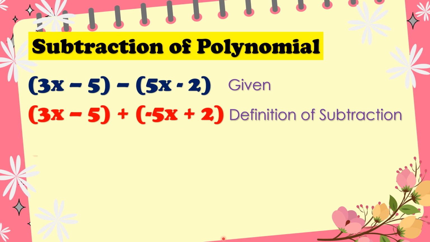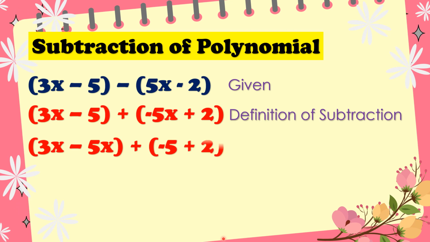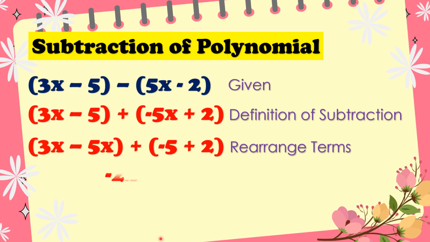Okay, pagkatapos, i-group na natin sila. Yung mga like terms, i-group nyo together. So, you have 3x minus 5x. Ito yon, tsaka ito. And then, i-group ko din yung negative 5 together with the positive 2. After rearranging the terms, pwede tayo mag-combine ng like terms. So, we have 3x minus 5x. Ang sagot is negative 2x. And negative 5 plus 2 is negative 3.